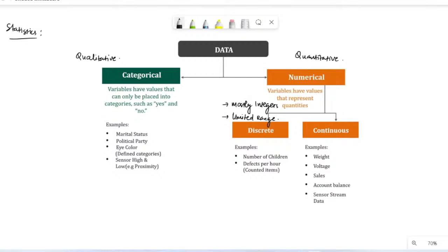Next is continuous. This could have any range of the data. It could be 0 to infinity, or minus infinity to plus infinity. So no limitation, any value could be there in this. Any numerical value could be continuous. Examples: weight, voltage, sales, account balance, sensor stream data. These are all part of your numerical data.